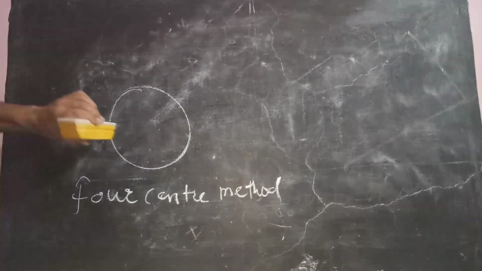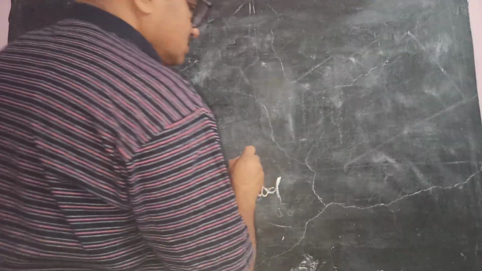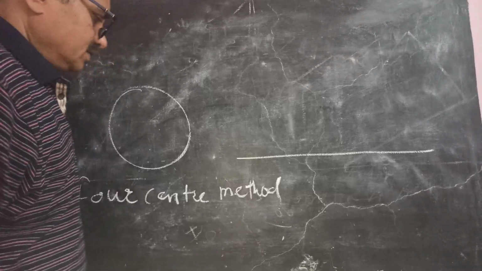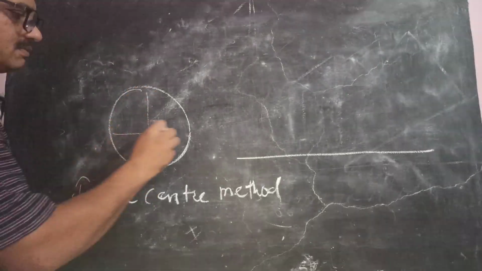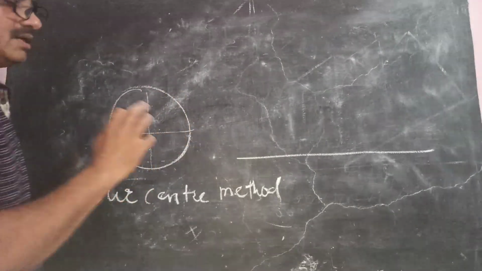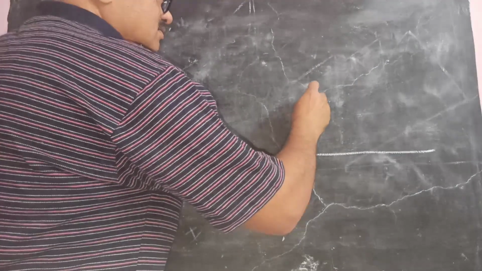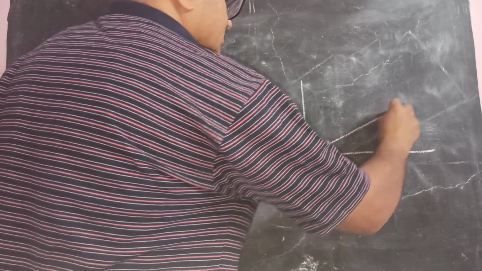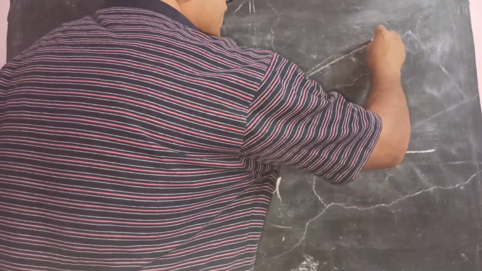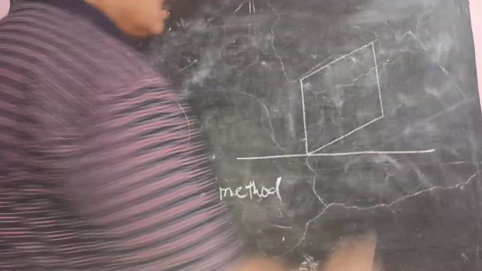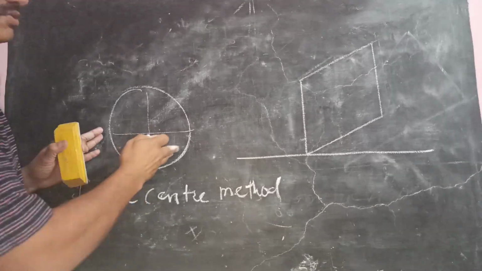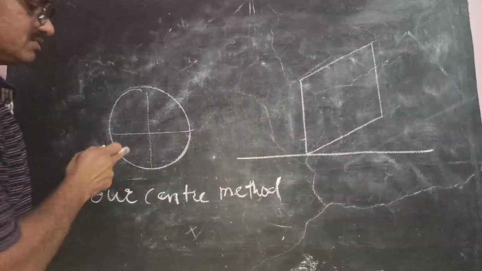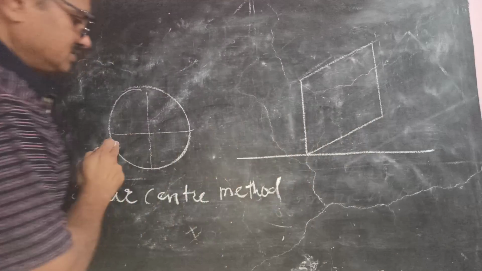Four center method. How to draw this circle? If this circle is to be drawn, then the diameter of this circle will be given in the problem. So draw a rhombus of the length of the diameter as well as the height. This rhombus will have the height equal to the diameter, the length equal to the diameter.